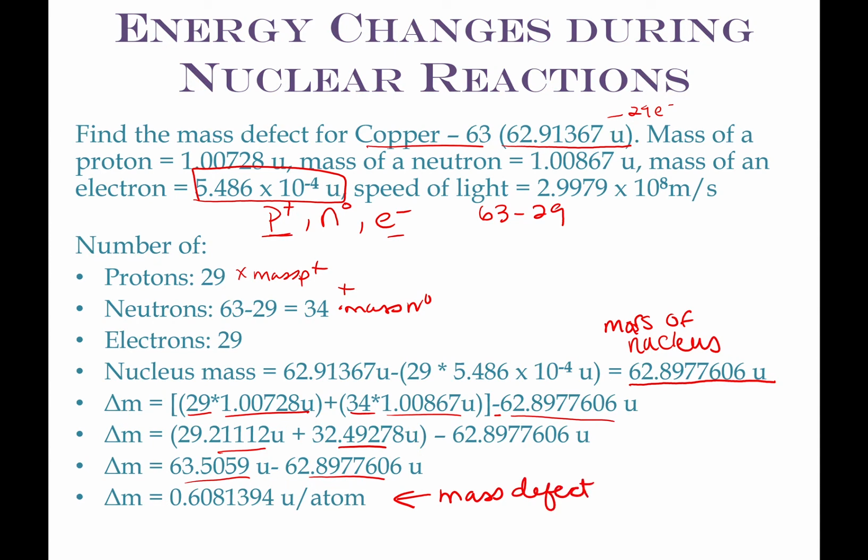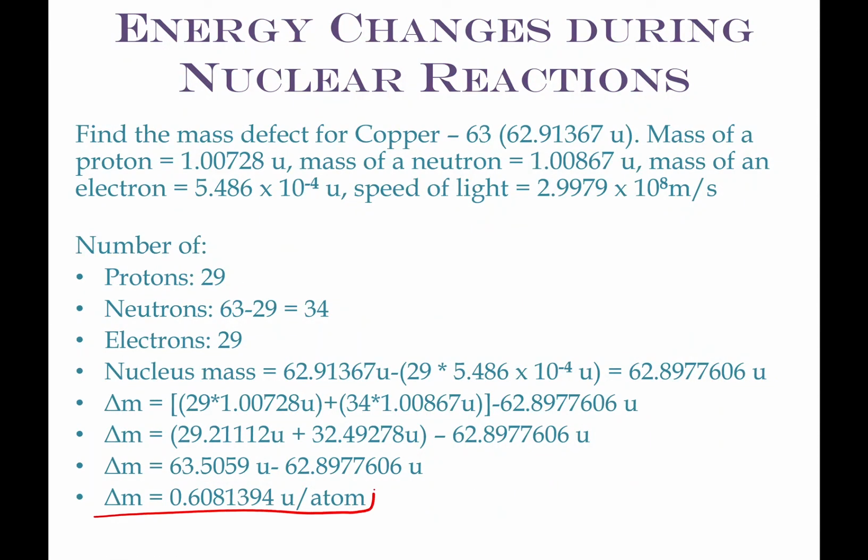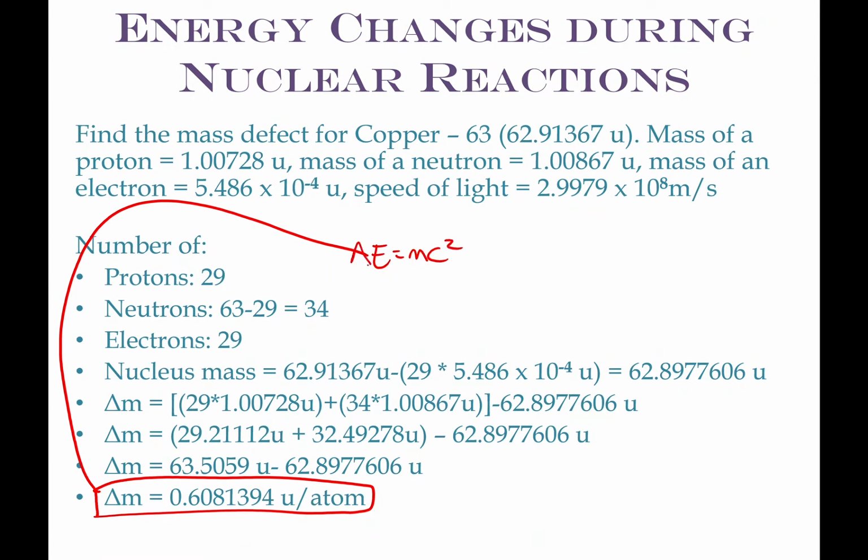So that is the difference between the amount of mass that we should have compared to what we do have. That's how much mass was converted to energy. Once we have that, we can take this number and put it into E equals mc squared. So we put the deltas in there, it's okay. All right, so we take the mass defect, 0.6081394, but this is in U, so I'm going to need to do some unit conversions first.